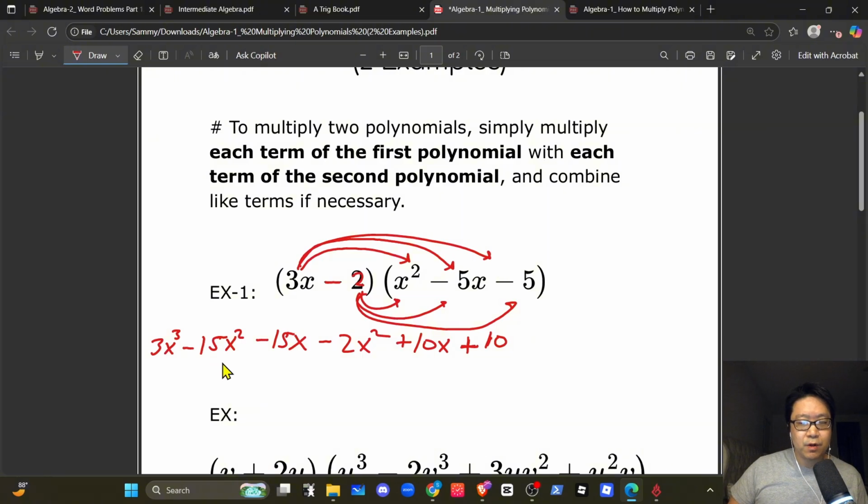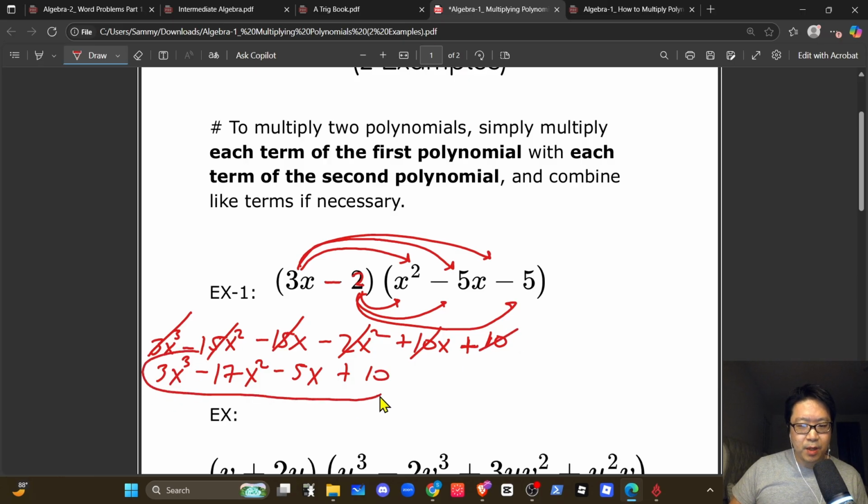Now we just have to combine like terms. 3x to the third is all by itself, so we can just cross it off. We have negative 15x squared and negative 2x squared. We can combine those to get negative 17x squared. And then we have negative 15x and positive 10x. That's going to give us a negative 5x. And we have the plus 10 at the end. And that is going to be our answer.